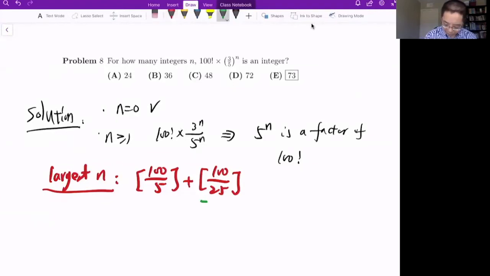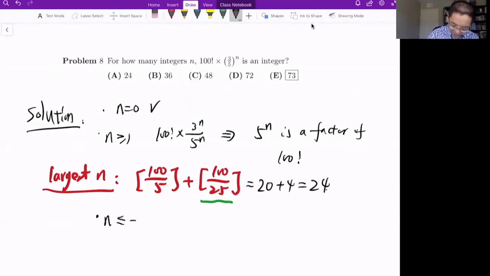Now, why do we need to consider 25? That's because multiples of 25 contribute at least two 5s, so that's why we need to add it. From here we get 20 plus 4, and this is 24, right? So this is for positive n, and then we consider negative n.